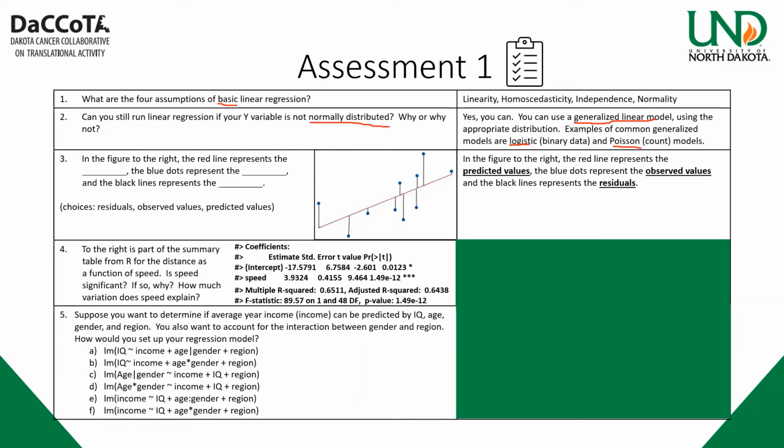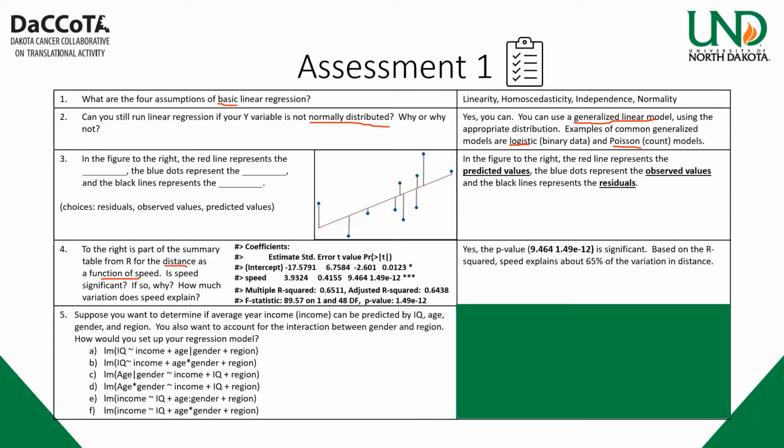For number 4, we have output from a basic regression where distance is a function of speed, and speed is indeed significant. The p-value is kind of odd here, but it's much less than 0.05, so it's significant. And looking at the adjusted R-squared, we would say almost 2/3 of the variation is explained by speed alone, so that's a pretty strong association.